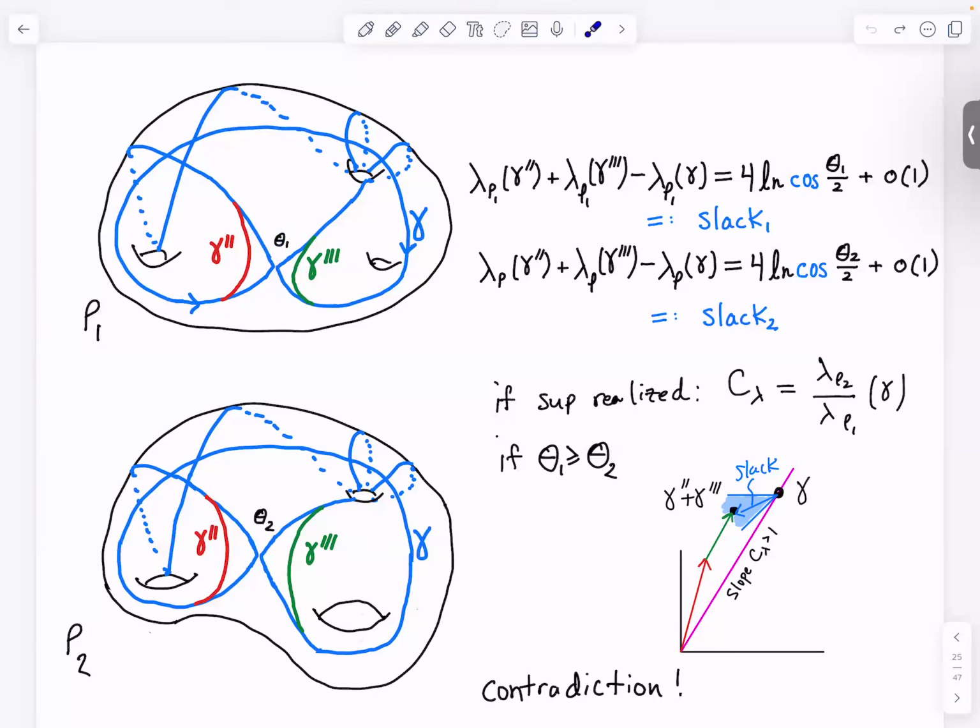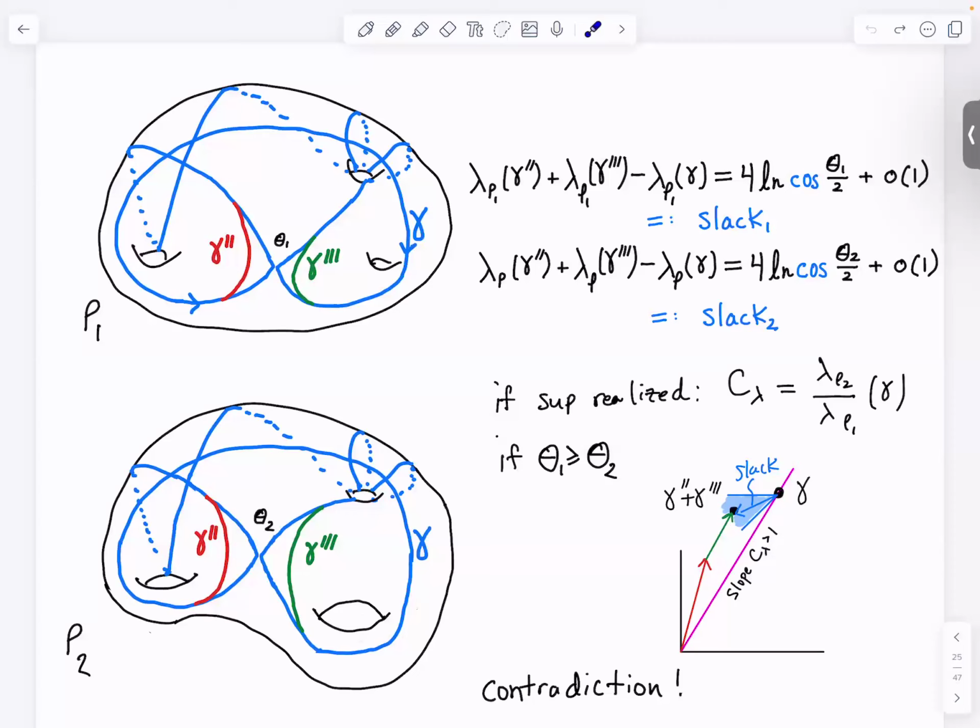Now what happens is the resulting object we get is not one closed curve, but two closed curves. You can check. It might seem like the situation is symmetric, but note that I've drawn these arrows here. So the curve is going like this and then like this. So that's why they're different. So you get two curves, gamma double prime and gamma triple prime.